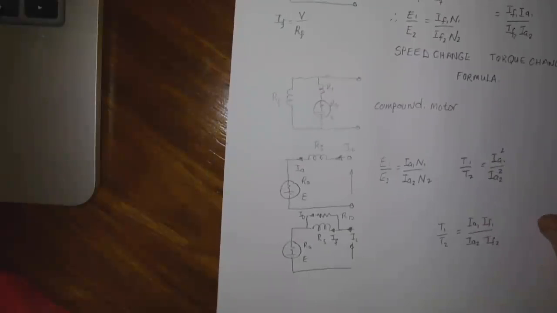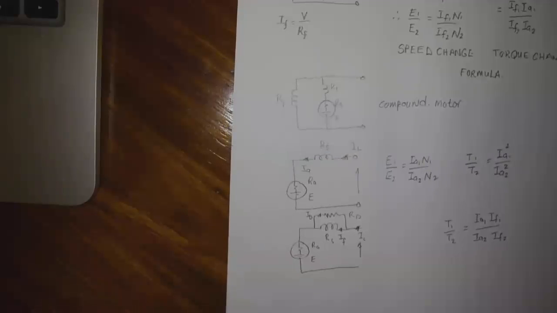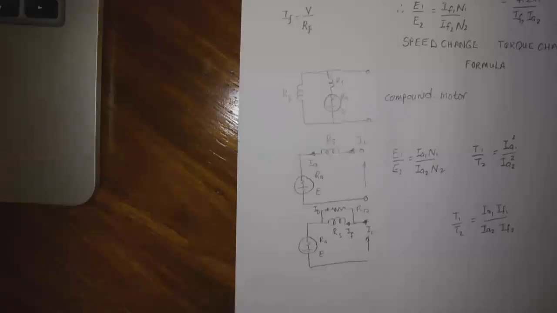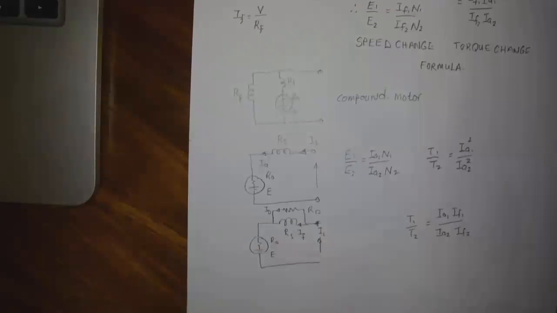And then if we look at the series motor, we have that E1 over E2 is Ia1 N1 over Ia2 N2. And the torque ratio is then Ia1 squared over Ia2 squared. Now, once we do the speed change formula, we put a diverter resistance in parallel with the field, and then that becomes the field current and the current through the diverter. And then we can say that T1 over T2 is Ia1 I field 1 over Ia2 I field 2.